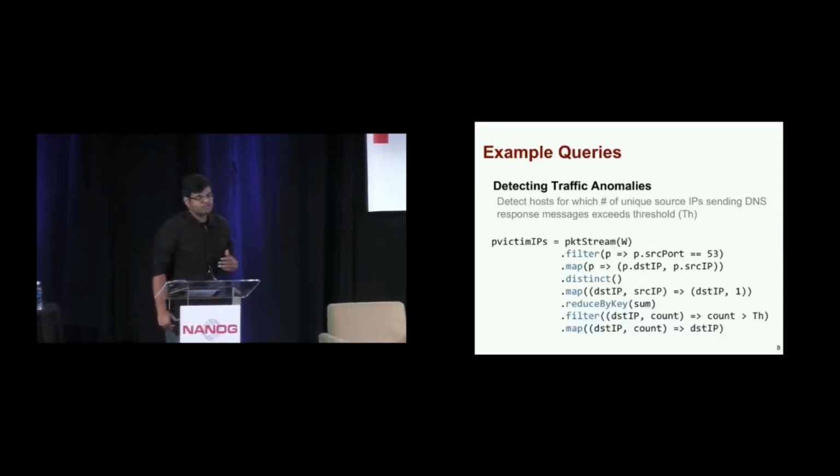And then you do a map operation where you extract the destination and source IPs pair. You apply a distinct operation in which you get the unique pairs of these destination and source IPs. Then you apply another map operation, because you're not interested in what the exact source IP is, but in how many unique source IPs there are. So you apply another map, then another reduce, and finally a filter in which, if the number of source IPs sending traffic to a particular host exceeds a pre-specified threshold, then you report that destination IP. So this is a simple way in which you can express your query.